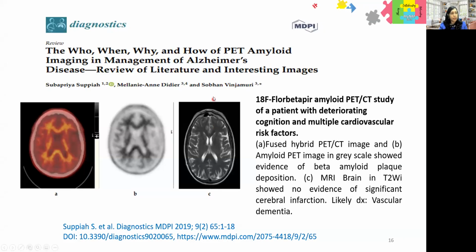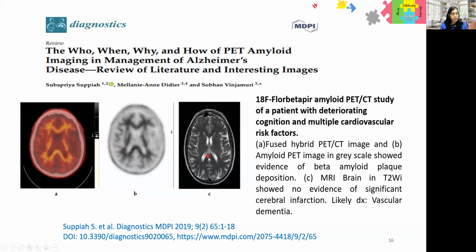A review that I conducted with my supervisor, Prof. Shoban Wijamuri, regarding 18F florbetaben amyloid PET-CT of patients. Here we can see this patient having a fused hybrid PET-CT image, and here the grayscale amyloid PET image indicating no significant beta amyloid plaque deposition.